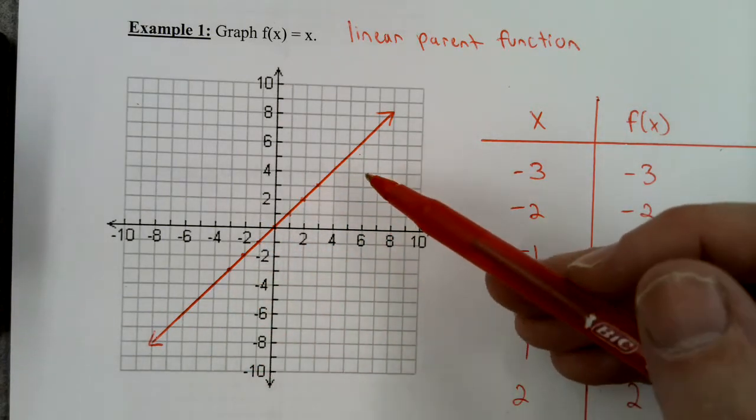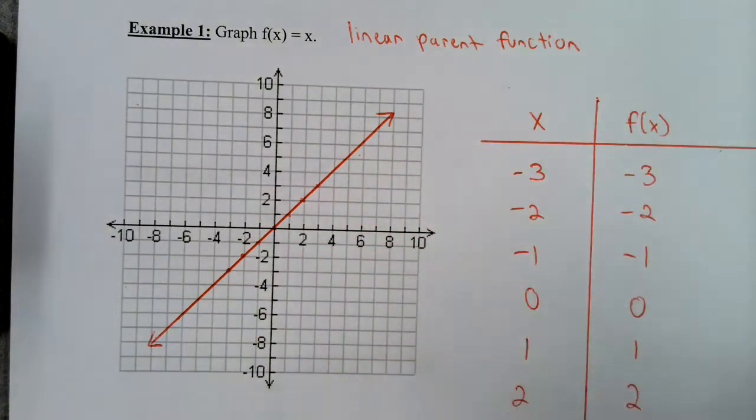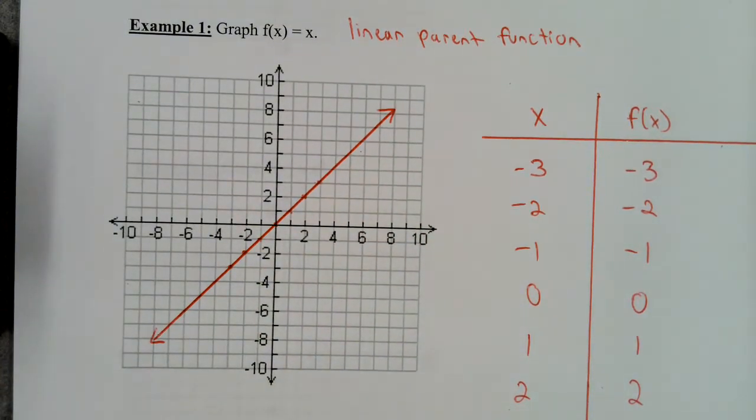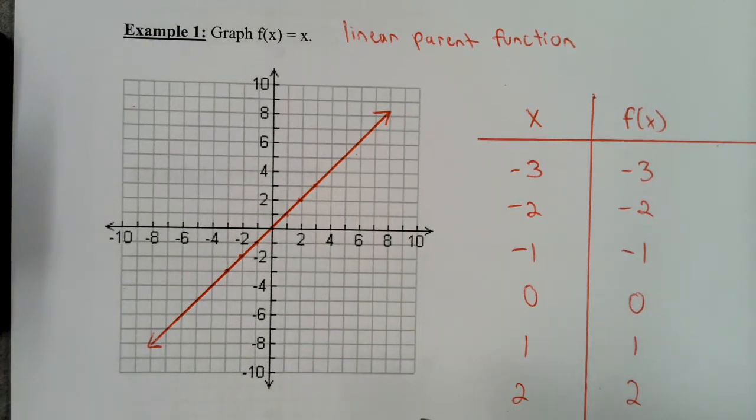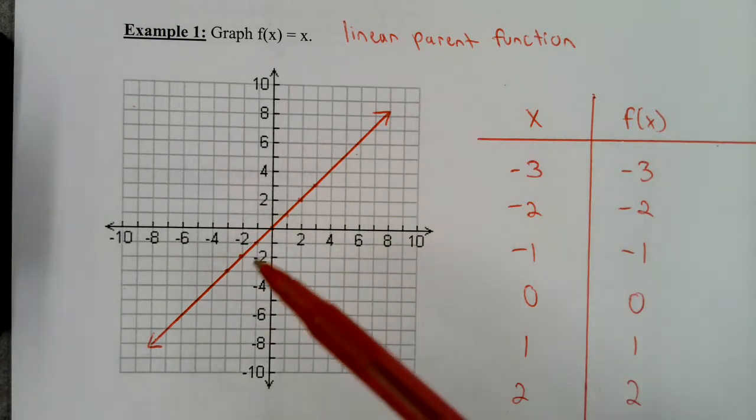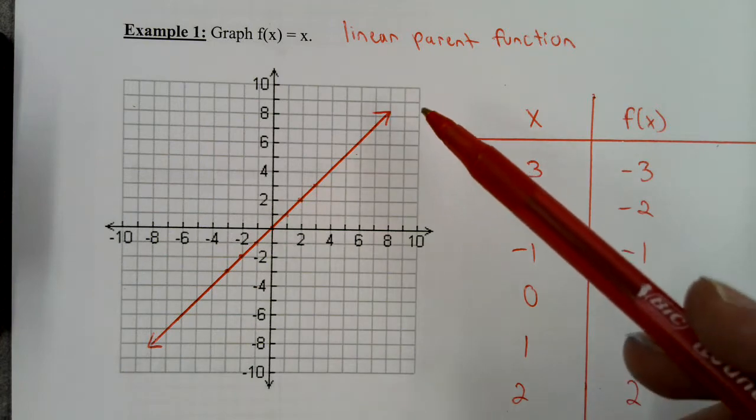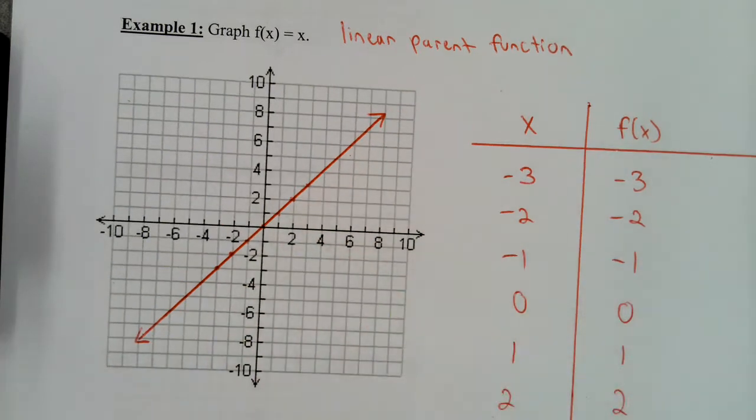In the next lesson, we're going to shift these around, left, right, up, down, make them skinnier, make them fatter, and so on. So the next lesson is going to be transforming these around the graph. But every single line is based off of this. This is the linear parent function.